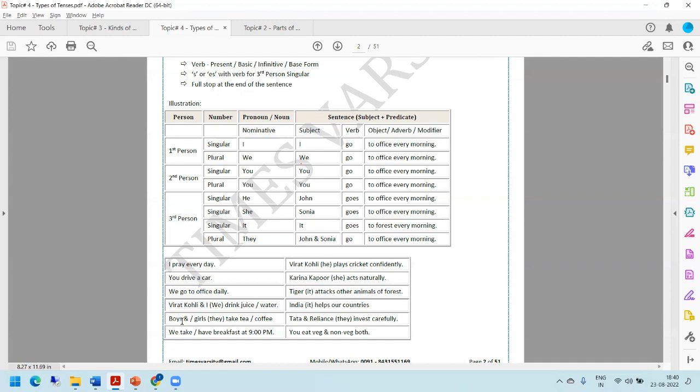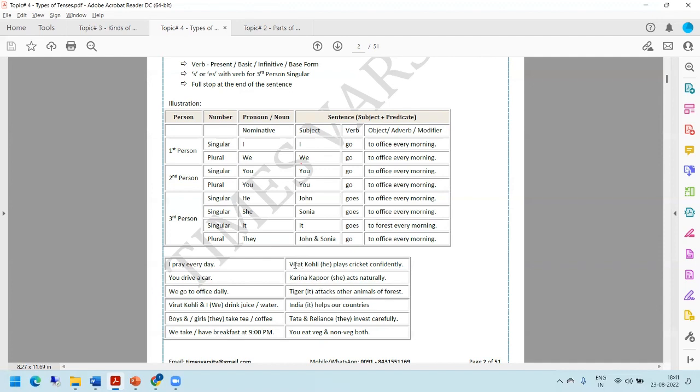Similarly, boys and girls take tea. Instead of using the nouns boys and girls, I can use they take tea. Similarly, we have have or take. One of these two words is used for eating purposes. So we have breakfast at 9 p.m., or we take breakfast at 9 p.m.